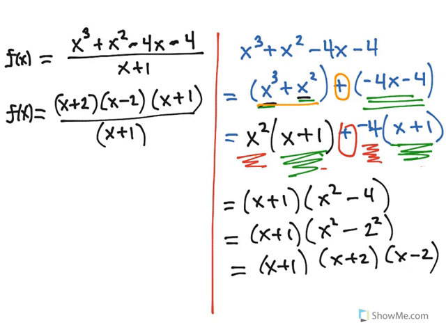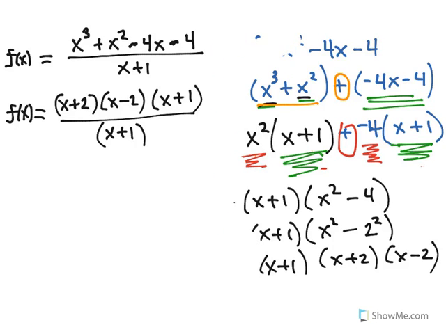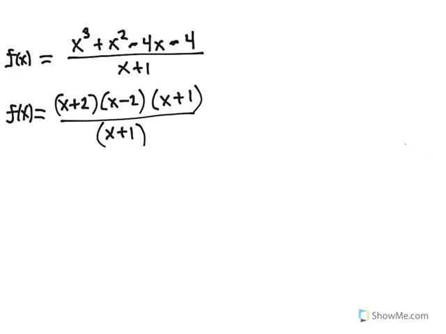So I'm able to rewrite my function f as you see on my screen now. I'll go ahead and erase the factoring work. The next step is I can see that there is a common factor of x plus 1 that I have in the numerator and the denominator, and I can cancel that. So I'm able to simplify my function as x plus 2 times x minus 2.